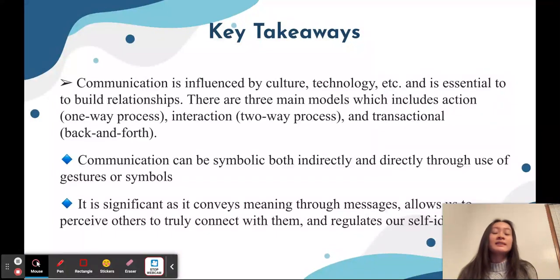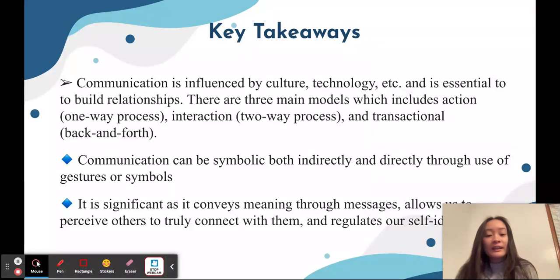Okay, key takeaways. Communication is influenced by culture, technology, etc., and is essential to build relationships. Besides the interaction communication model, there also include action, transactional, and even cultural models. Communication can also be symbolic, both indirectly and directly through the use of gestures or symbols. Waving, smirking, and emojis are all instances.